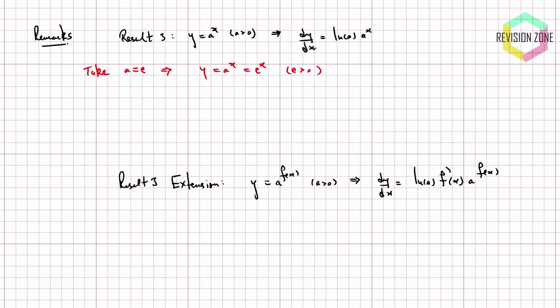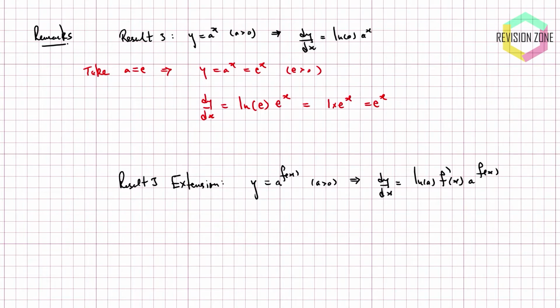And the result above tells us that when I actually take the derivative, what I should get is log of a, which is obviously e, times e to the power x. But log of e is of course just 1, so it's just 1 times e to the power x, which is just e to the power x. So this is very reassuring because this is exactly consistent with what we worked out as a derivative of e to the x before. So that's the first thing.